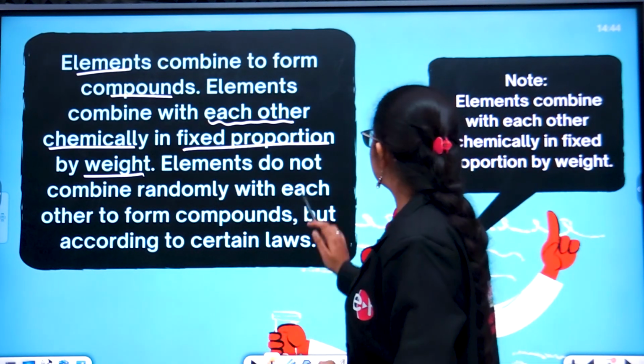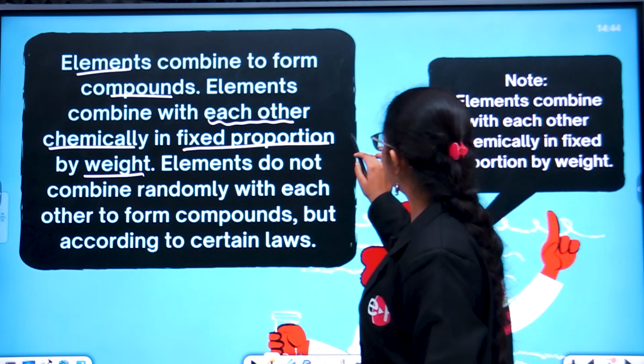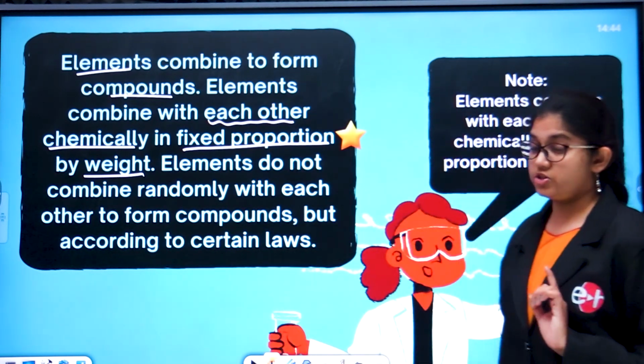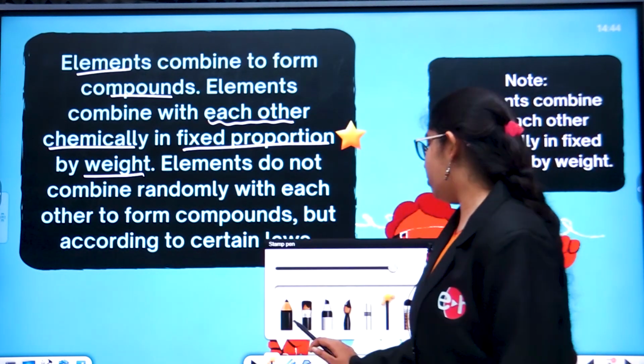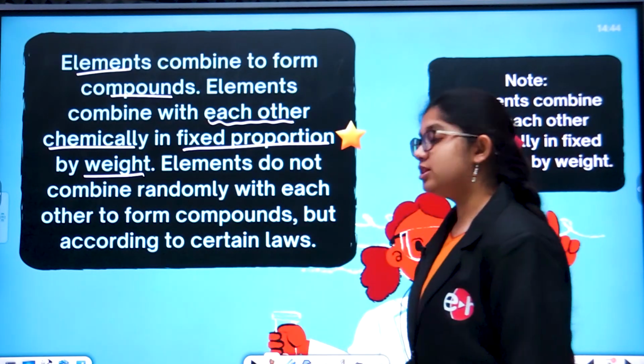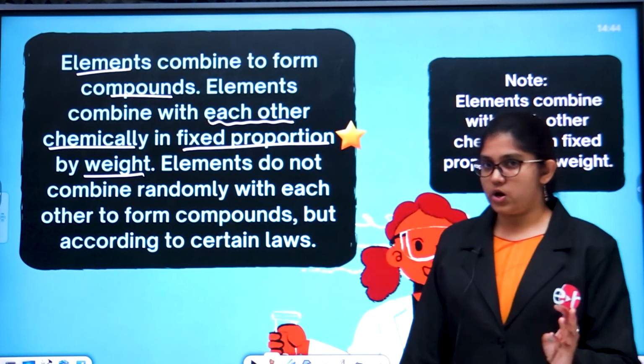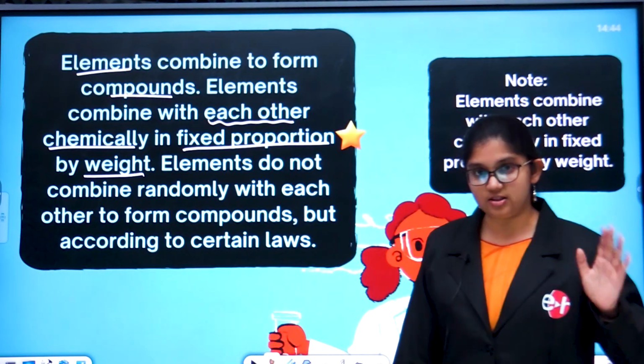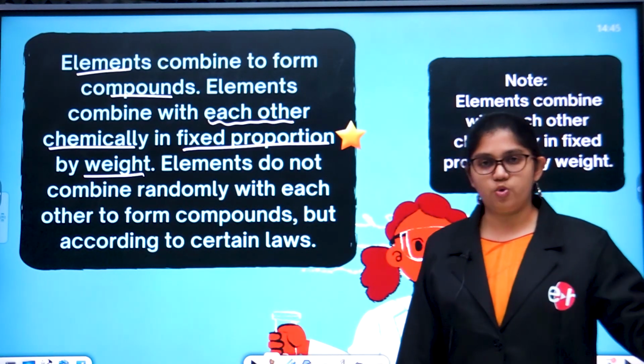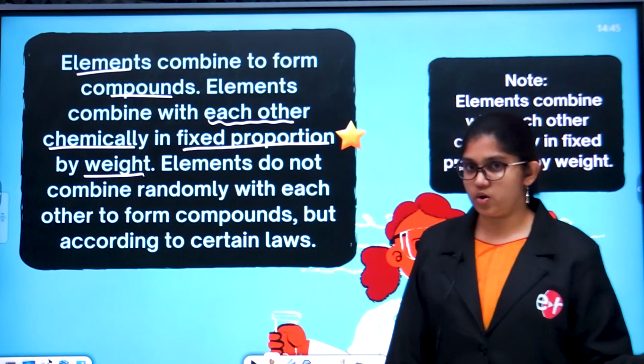Okay, see, they are mixing through which one? Fixed proportion by weight. So very important, all the elements, hydrogen, oxygen, I gave you the example. Not only these, you can take any, magnesium, oxygen, or hydrogen, chlorine, anything can be taken.